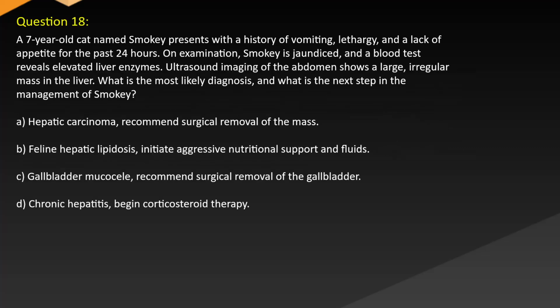Question 18. A 7-year-old cat named Smokey presents with a history of vomiting, lethargy, and a lack of appetite for the past 24 hours. On examination, Smokey is jaundiced and a blood test reveals elevated liver enzymes. Ultrasound imaging of the abdomen shows a large, irregular mass in the liver. What is the most likely diagnosis and what is the next step in the management of Smokey?